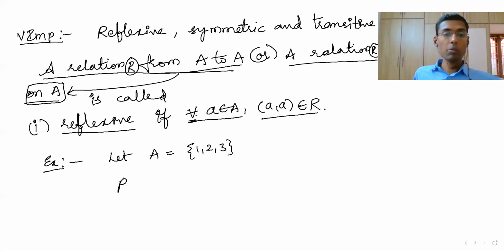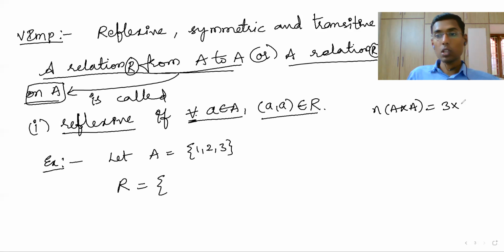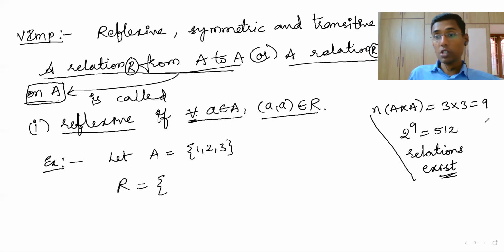So now a relation I am writing. Relation means what? Here how many relations exist? N of A cross A is what? 3 into 3, 9. So 2 to the power of 9, 512 relations exist.